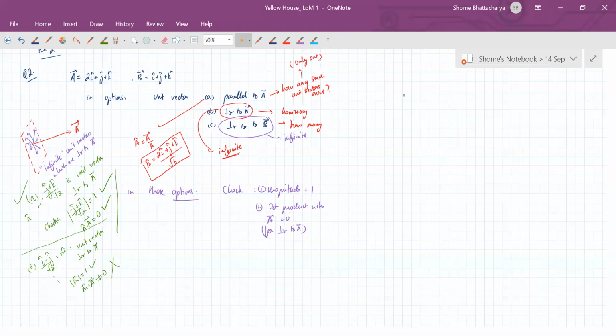I guess both the answers are right for perpendicular. This unit vector actually has an interesting property. It is perpendicular to both A and B. Correct. Yes, that's also correct, Anmol.